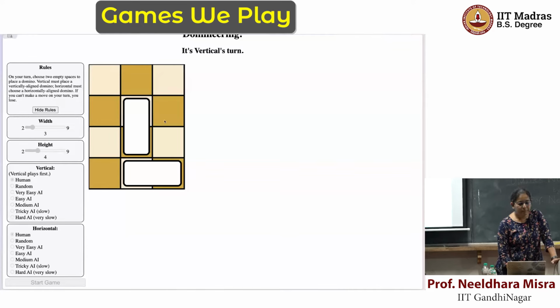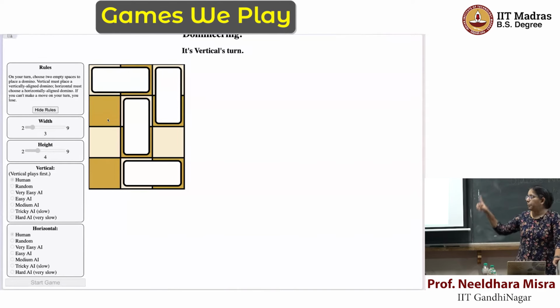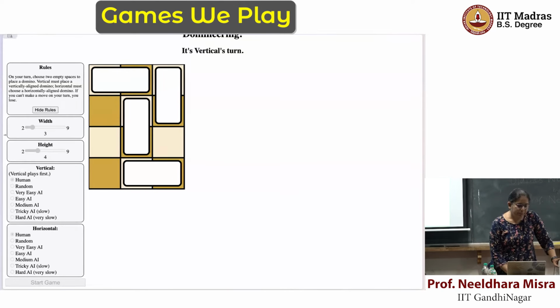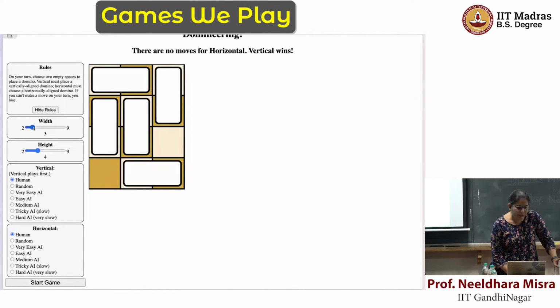Third column? This one, the top one? You have only one move left. You don't have a choice. And now you have actually two possibilities. So yeah, comfortable. Okay. Alright, so vertical wins.